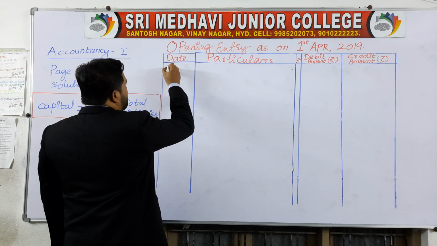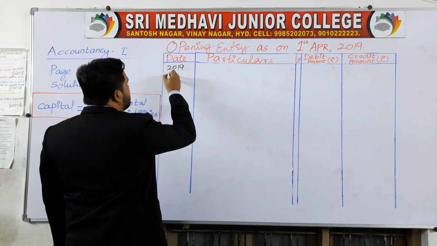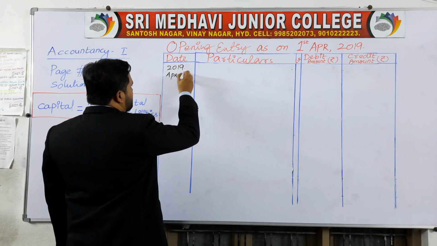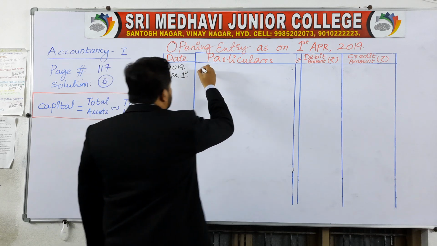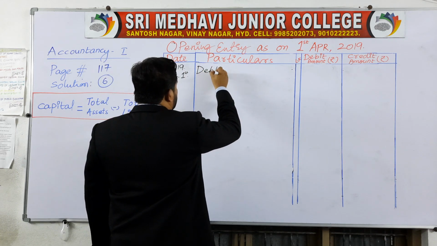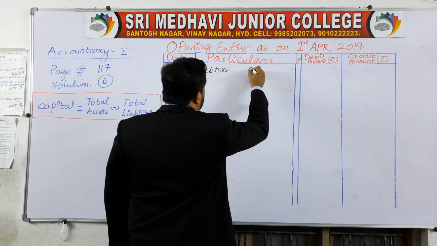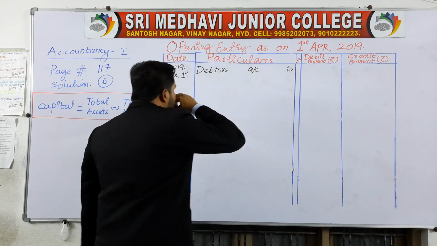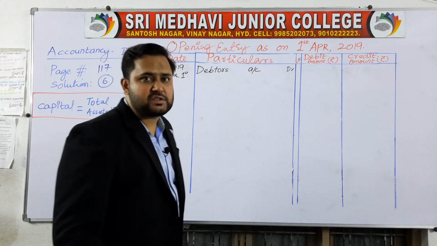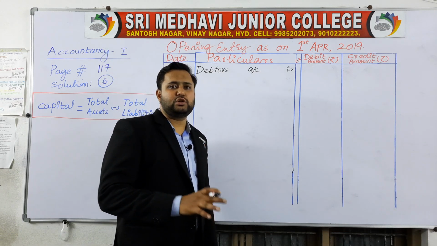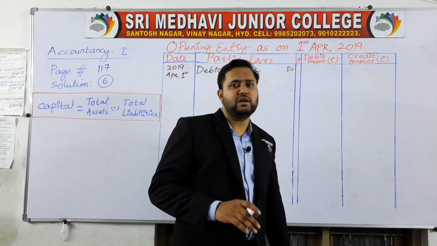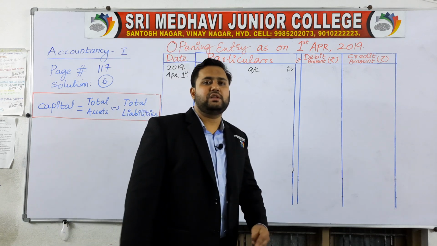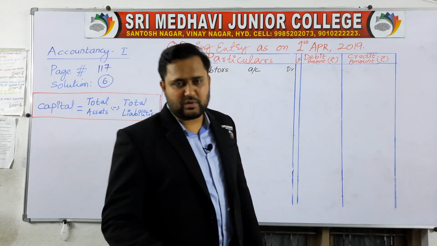So, 2019, April 1st. Debtors account debit. Creditors is a liability for you, so you keep aside the creditors for the time being. First you have to write all the assets in debit, thereafter you will go through the liabilities. So, creditors you keep aside.